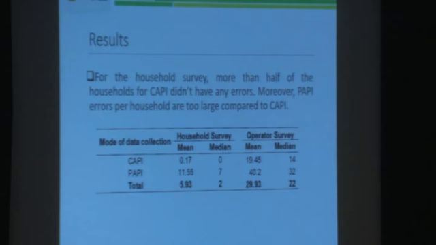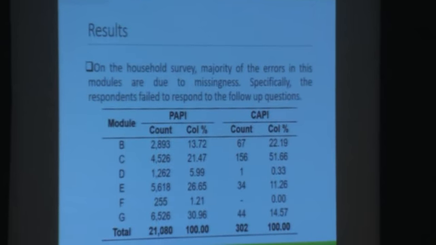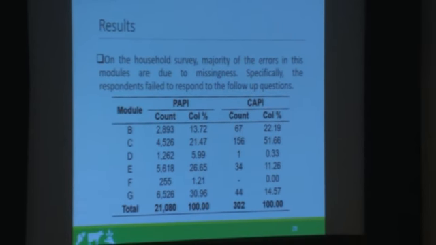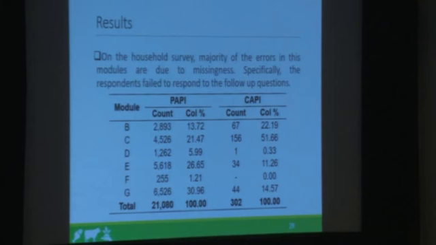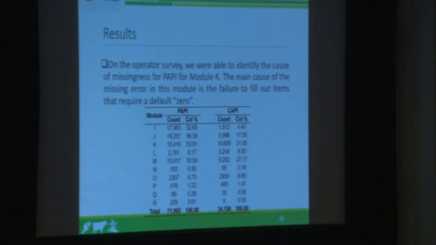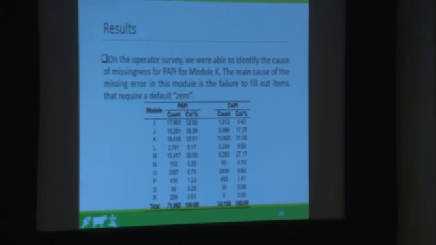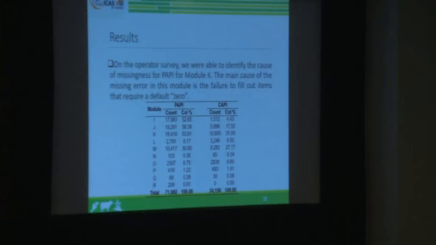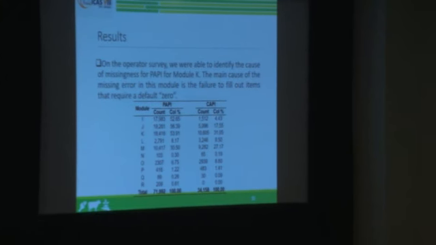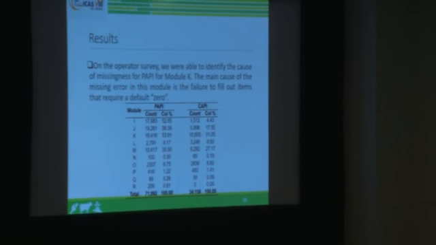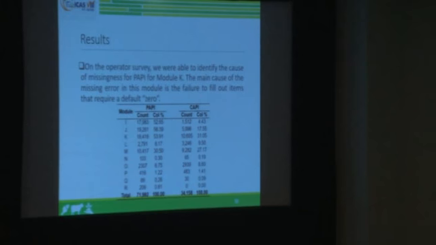And this is understanding. This is B to G module for the household information and I to Q for the operator information and R for the perception of the respondent. Then you can see there are the difference between the errors for CAPI and PAPI.